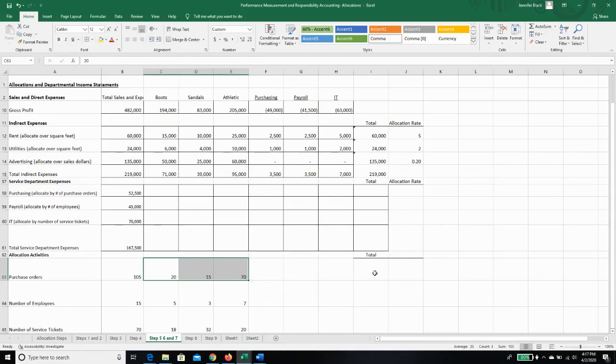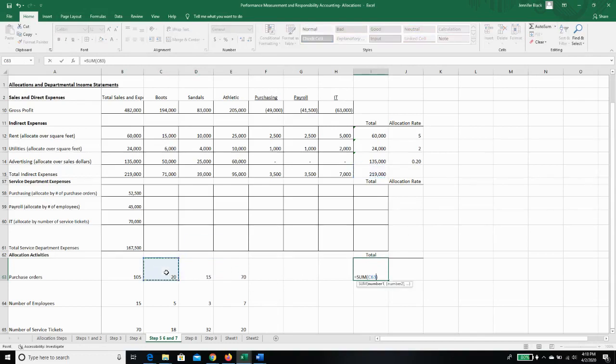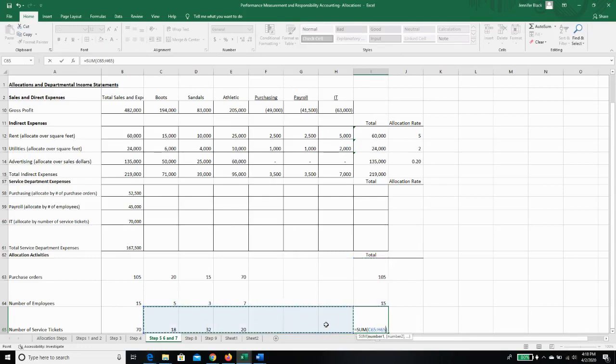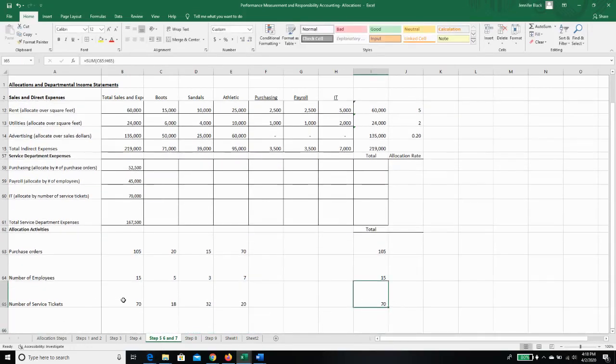Okay. So first thing I want to do is figure out how many purchase orders in total I had. 105, good, so that matches. And then make sure that I have 15 employees and 70 service tickets. Okay, so that's going to be my denominator.